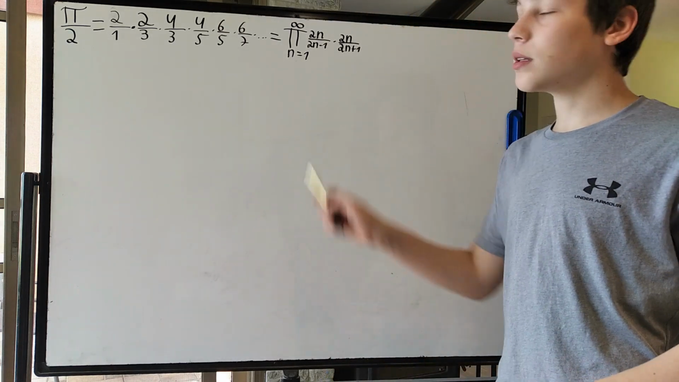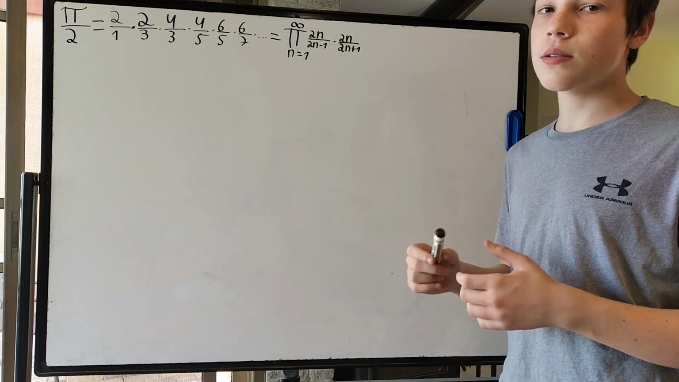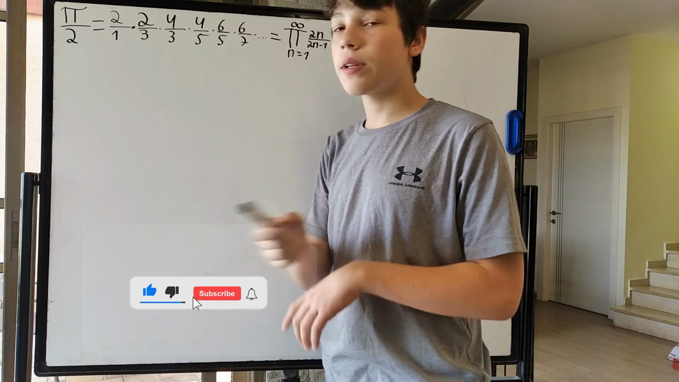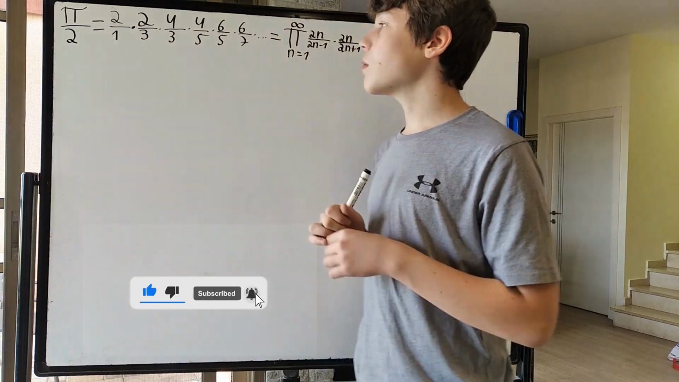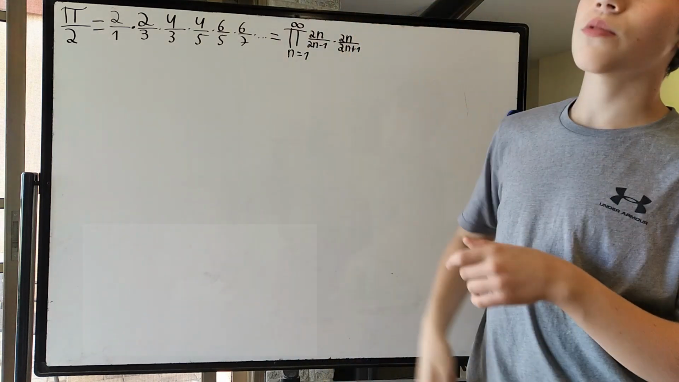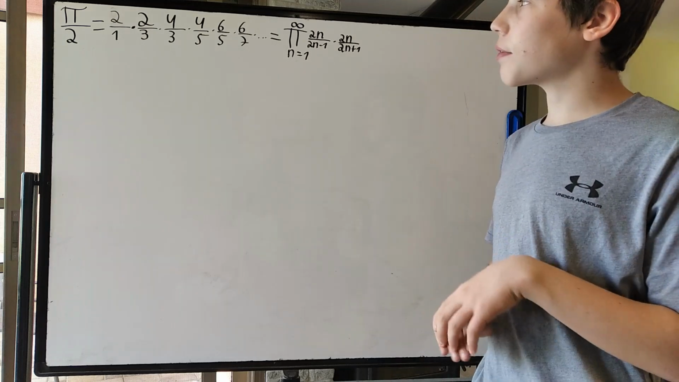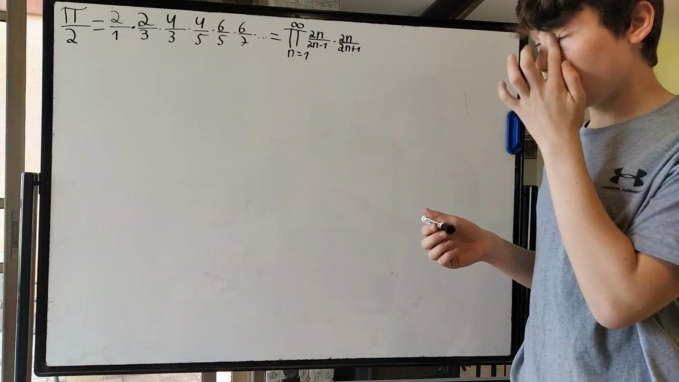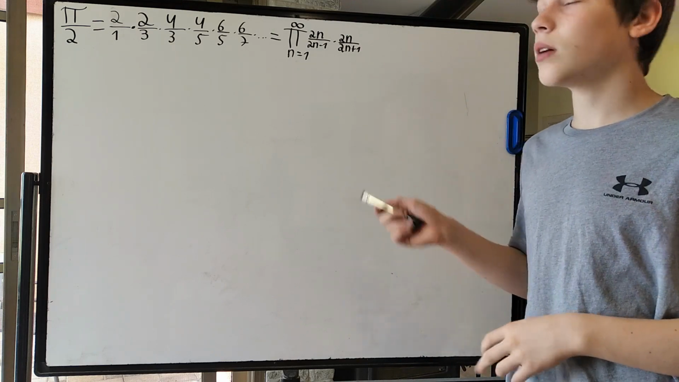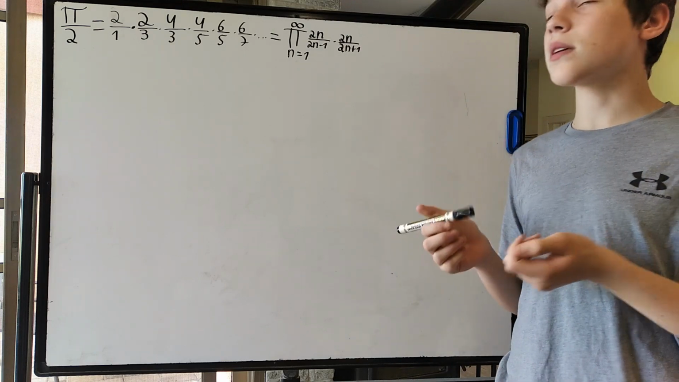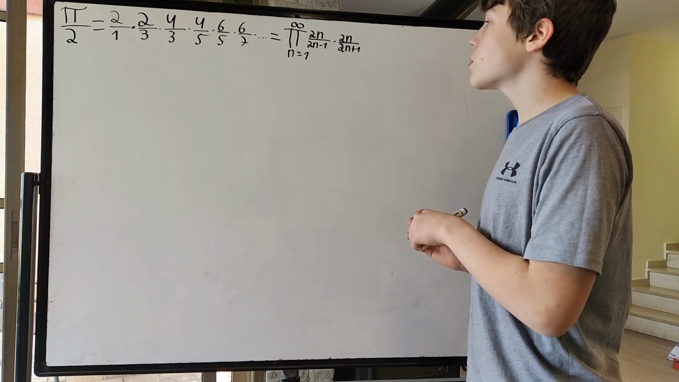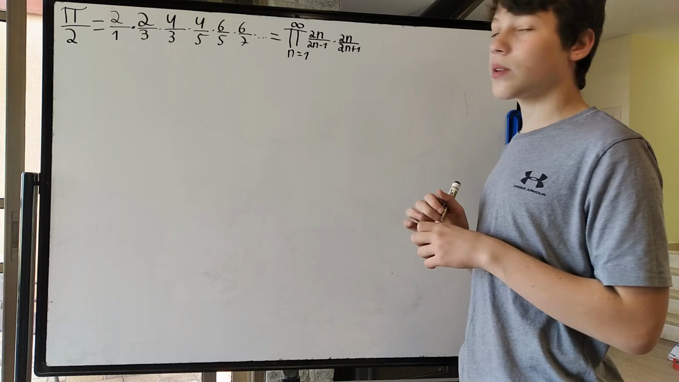Today we're going to look at this product, which is also known as the Wallace product. It states that pi over 2 is equal to 2 over 1 times 2 over 3 times 4 over 3 times 4 over 5 times 6 over 5 times 6 over 7 and so on to infinity, which can also be more formally represented by the product as n goes from 1 to infinity of 2n over 2n minus 1 times 2n over 2n plus 1.